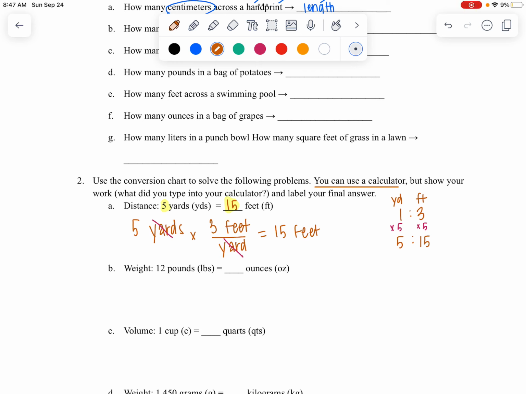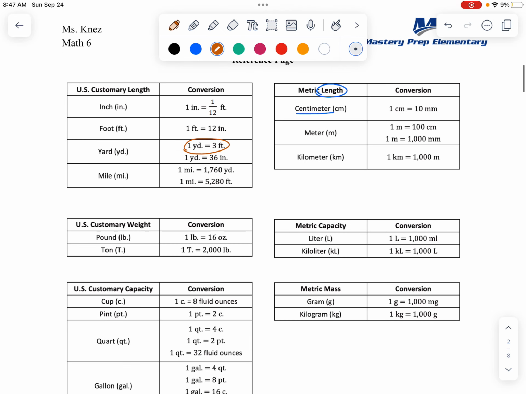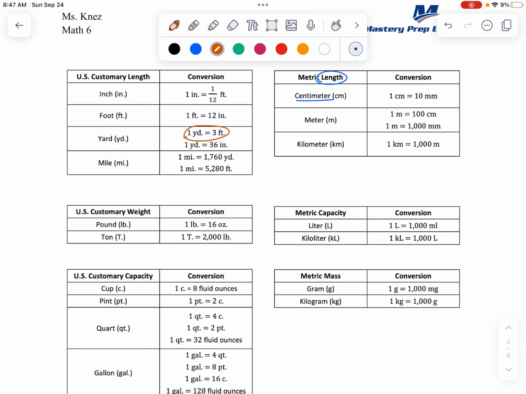You'll always know what the original ratio is by scrolling up to the unit conversion table, because they tell you 1 yard is 3 feet, and all the other measurements that you're going to be asked about in this homework and in general. You'll always have this chart. It's not something you have to memorize.